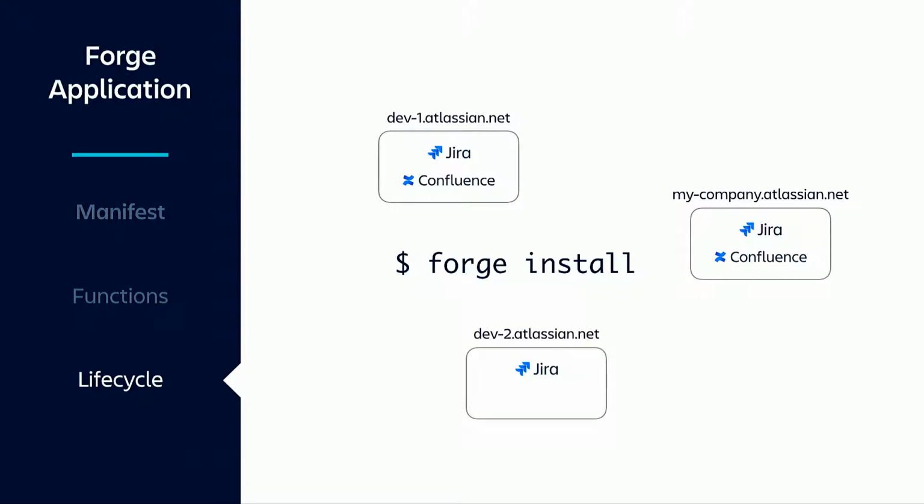But what if you want to have different versions of your application installed on different sites? For example, you may have some bleeding edge version with some experimental features where you want to test it, and you want to have a stable version of your application which is installed on your production site.